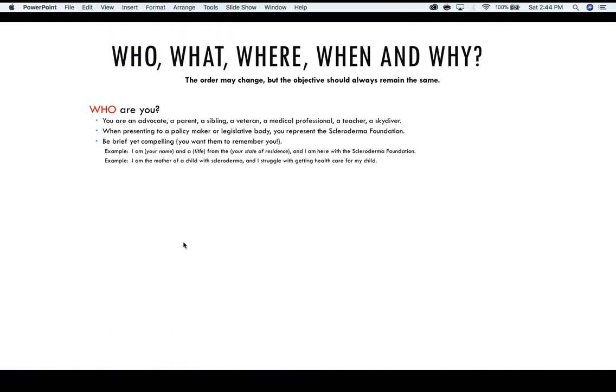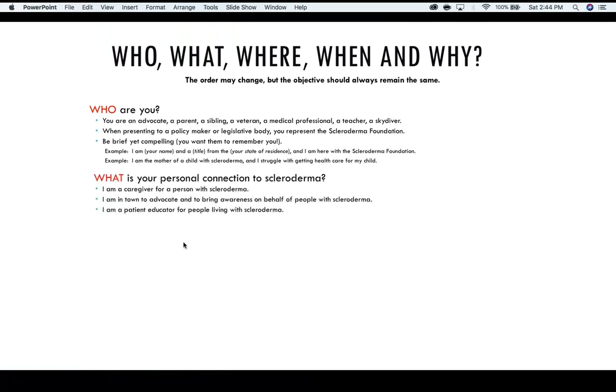Next, you want to tell them what you do. For example, you can tell people you advocate on behalf of people with scleroderma. You can pitch your elevator speech anywhere. Keep in mind to use good judgment and approach people with respect and at appropriate times. So if you're in the grocery store and you see your state legislator, do not rush in and bombard them with your elevator speech. Rather, it's best to plan and schedule these type of formal appointments with your representatives because you need to have their undivided attention.